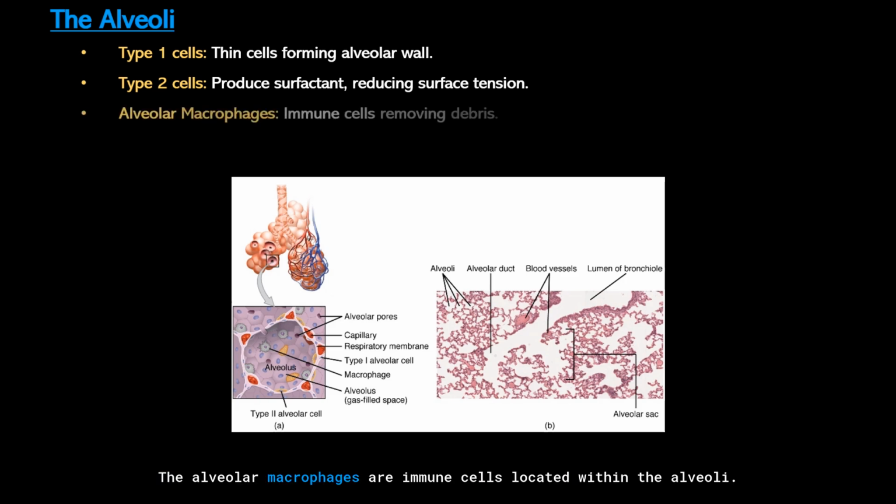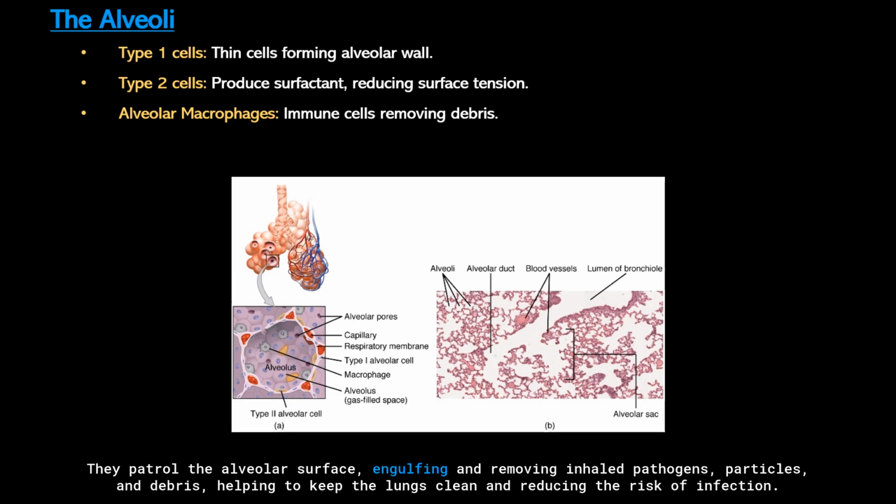The alveolar macrophages are immune cells located within the alveoli. They patrol the alveolar surface, engulfing and removing inhaled pathogens, particles, and debris, helping to keep the lungs clean and reducing the risk of infection.